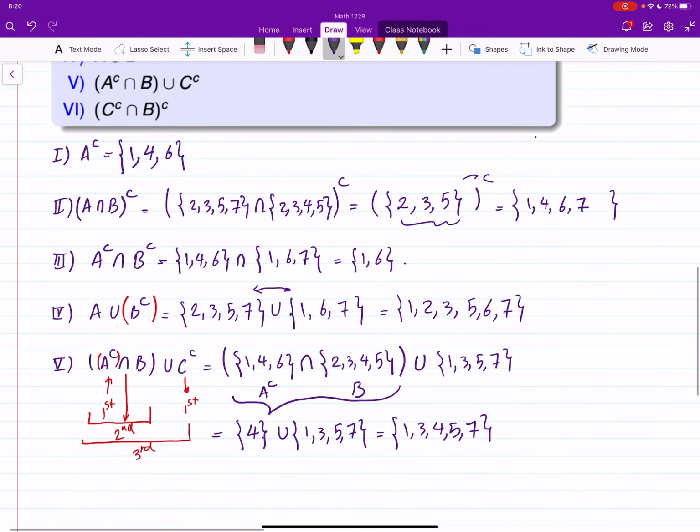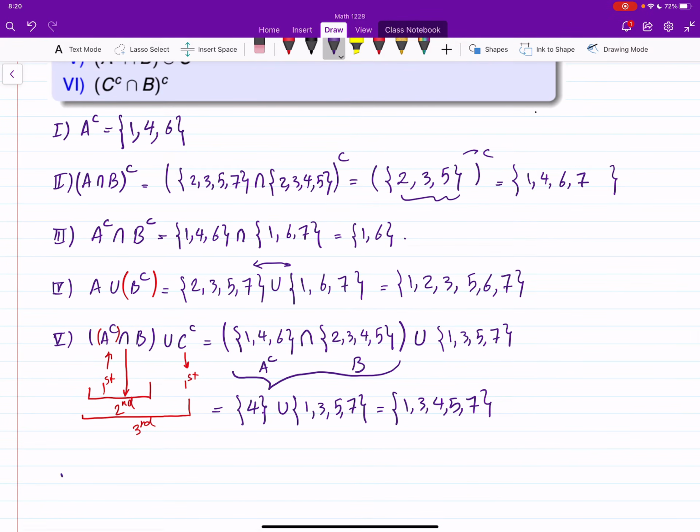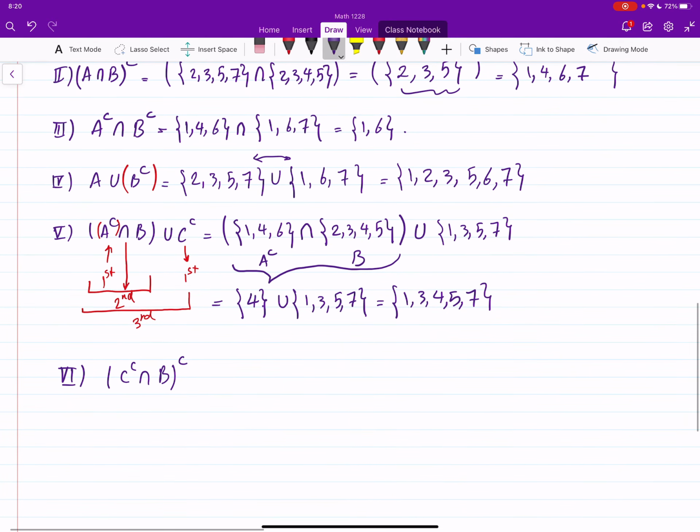There is one last one. This is the 6th one. So C complement intersection B complement. So here again, we have to first find this one, then find this one, and then find the complement. That's the third thing we have to do. So let's go one by one. So I will keep that one out there. B, I want to keep it there.